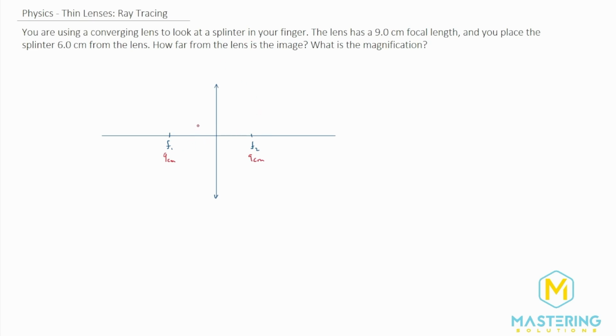But to do the ray tracing first, they tell us that we're placing this splinter on our finger at 6 centimeters from the lens, so about right here. And we'll use an arrow to represent the object. I'm going to do it a little bit smaller just so it's easier. I don't need as much space on the ray tracing. We're going to use ray tracing to figure out the distance, and then we'll do some calculations to find the numbers and the magnification.